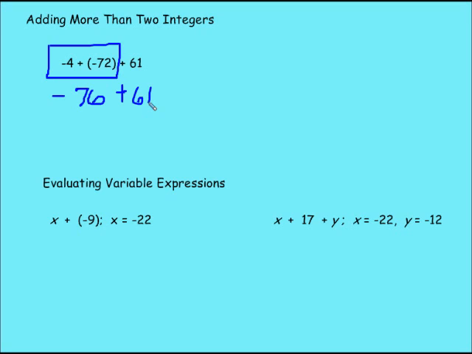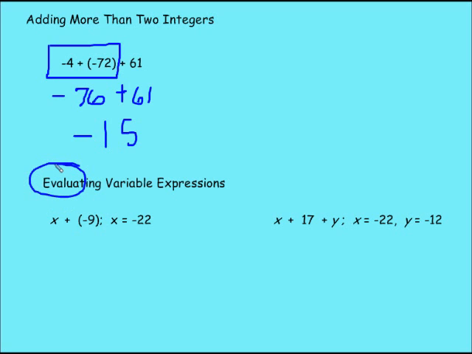Now we have different signs. So the difference, forget their integer signs, the difference between 76 and 61 is 15. And now which one of those numbers, 76 or 61, is larger? 76, and it actually had a negative. So it's going to be a negative 15 is our answer.